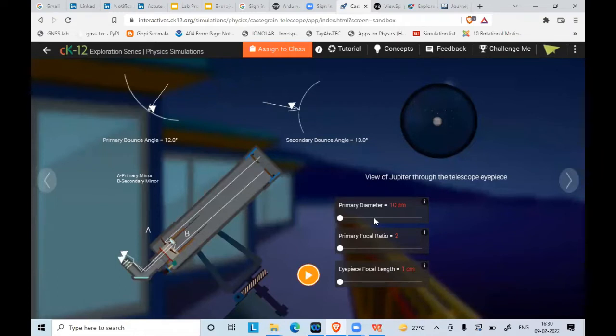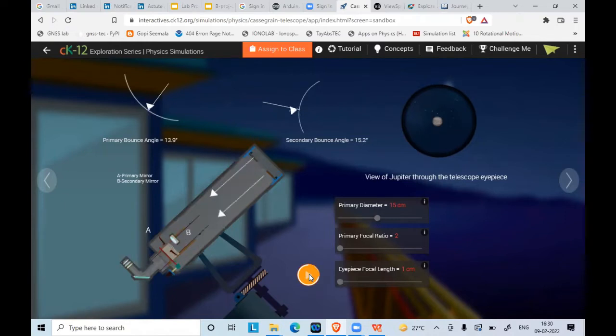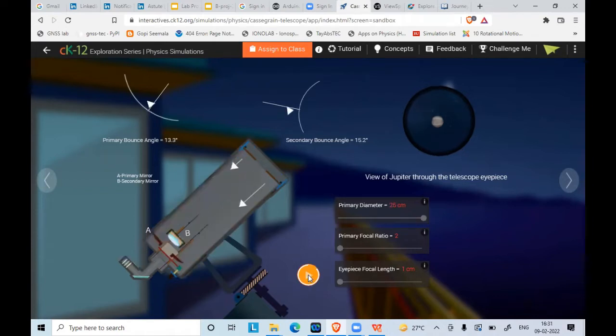Yes, your observation is good, but let me cover some other aspects. Jupiter is getting bigger as you increase the centimeters. Yeah, that is correct. But can you look at the background stars? What is happening to those background stars? They are blurred.